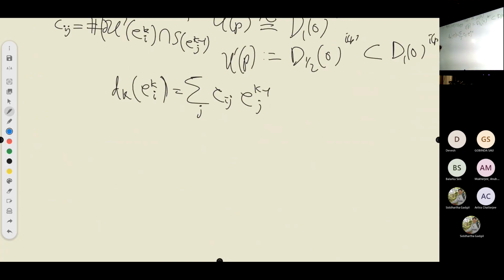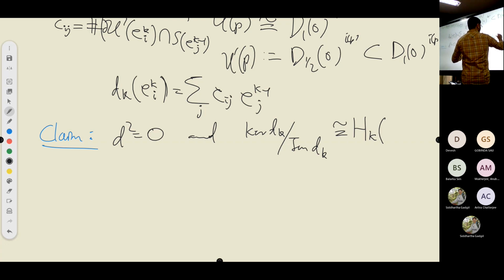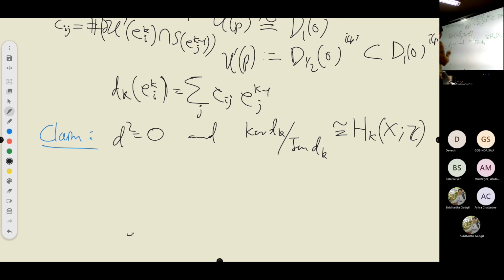Okay, so the claim that I want to make is that first d squared is equal to zero and kernel d_k mod image d_(k+1) is isomorphic to the kth singular homology of X with integer coefficients. So to prove this claim in earnest, when I mentioned over here that you take a count of intersection points, you need to actually take an oriented count of the intersection points. And so that goes into explaining how these manifolds are oriented and so forth. So I'll not go through the whole of it, but I'll give you a sketch, and a good reference is Nicolaescu's Invitation to Morse Theory book. So, all right, let's go on with the sketch.